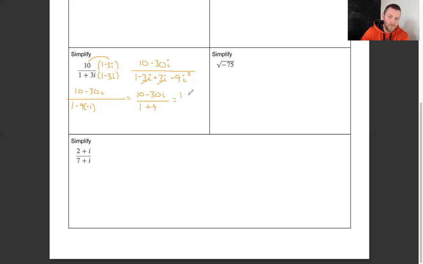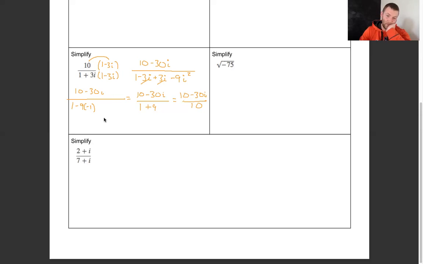so it'd be 10 minus 30i over 10. Now, what you have to check is, can you simplify this? The only way to simplify it is if there's the same number that goes into all three. You can't just say, I'm going to divide 10 by 10 and then leave the 30 alone. It has to divide everything. Well, 10 goes into all three. So I can divide 10 on everything.